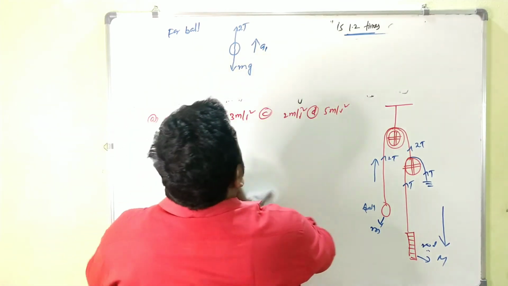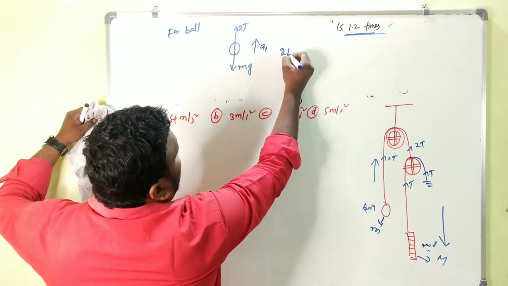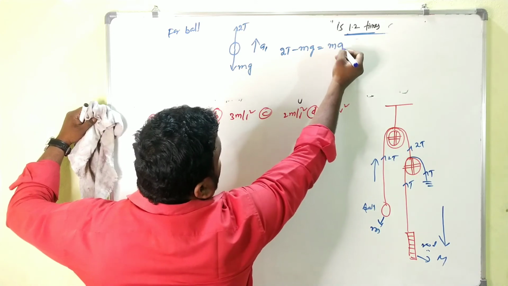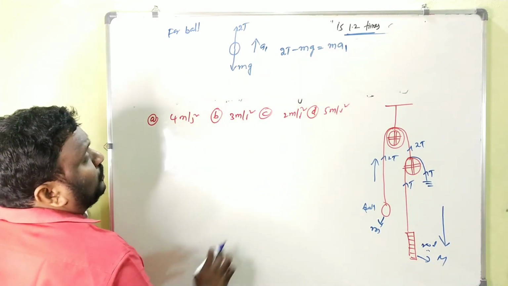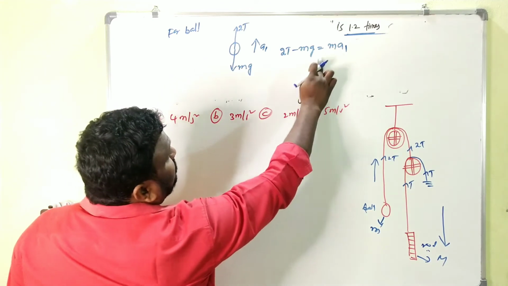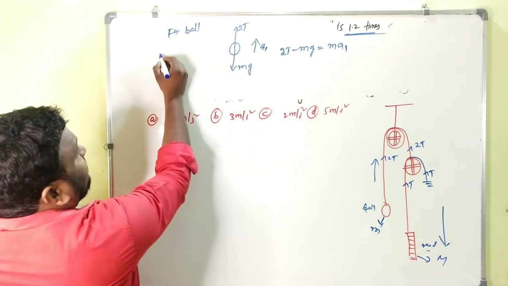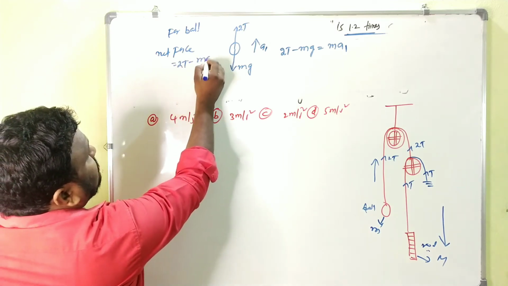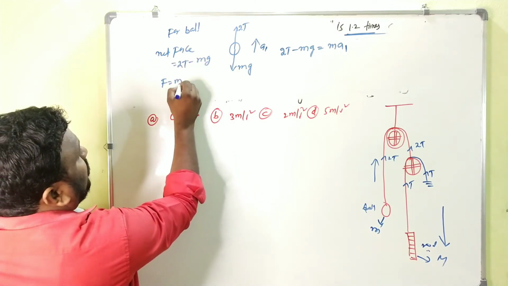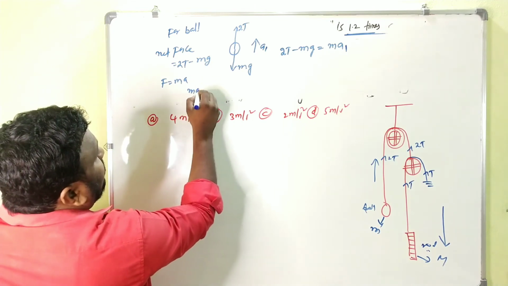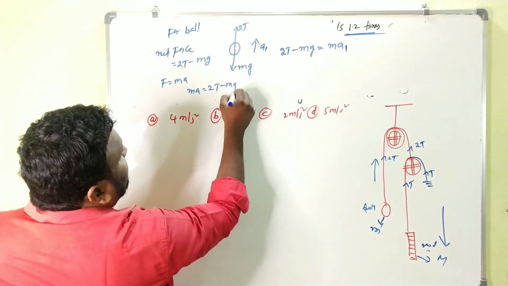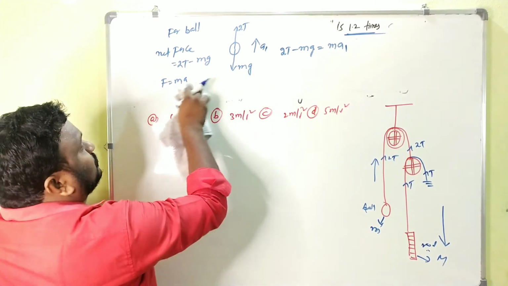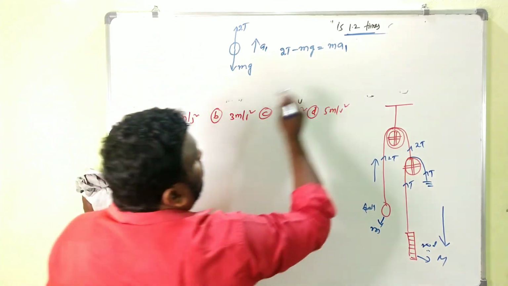A1. Then what you have to write? 2T minus mg is equal to m into A1. Clear? Because here the net force is what you write? 2T minus mg, and as per Newton's second law net force is ma. That's why ma is equal to 2T minus mg for the first ball. This is A1. Clear? So this is equation number 1.